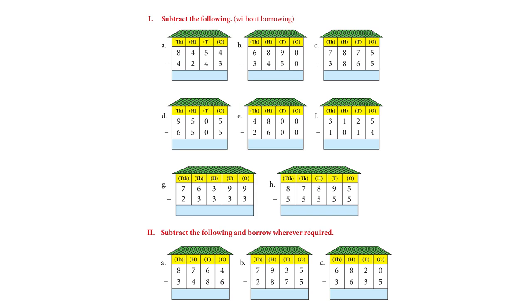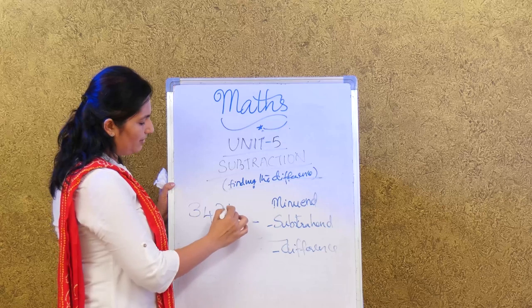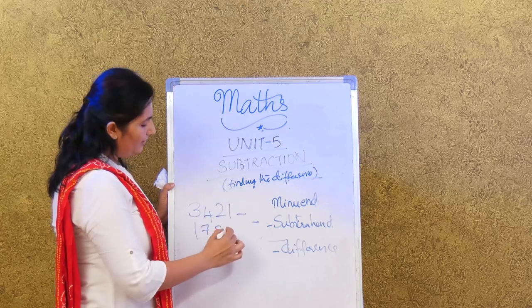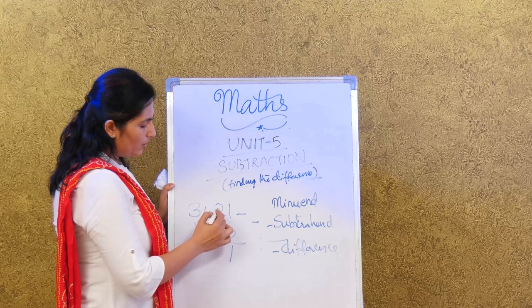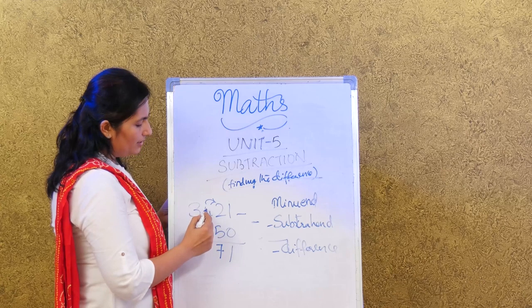You can try the step 3 method for 3 sets of numerals to be subtracted. Alright. Do as directed. On page number 91, 3421 minus 1750. So let's try doing that. 3421 minus 1750. 1, 11. So we borrow from here. 12 minus 5 is 7. Here, because we borrowed, it's only 3.